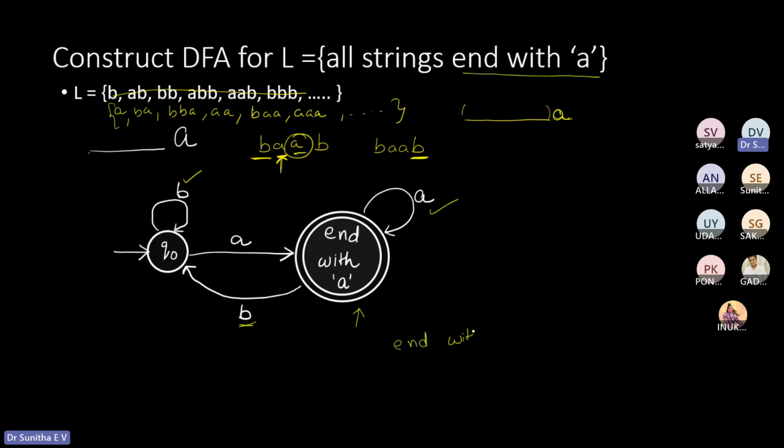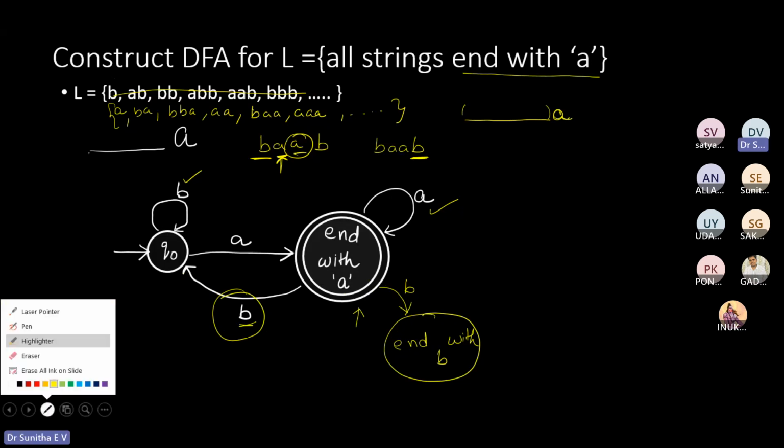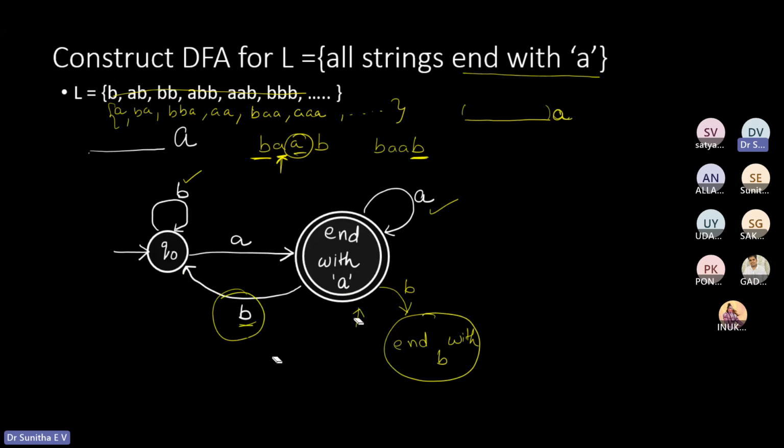You can write another state, ending with B. You can include another state like this and have transitions to here. Instead of drawing this transition, you can take the transition to here and do it that way also. It does not matter. You can follow any method, but finally it should accept all the valid strings and reject all the invalid strings. That is also possible.